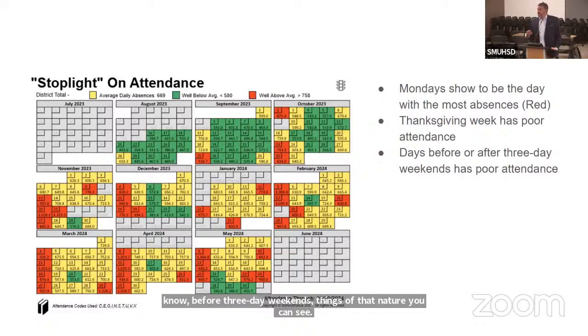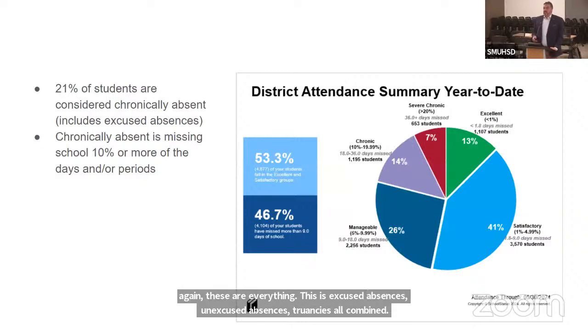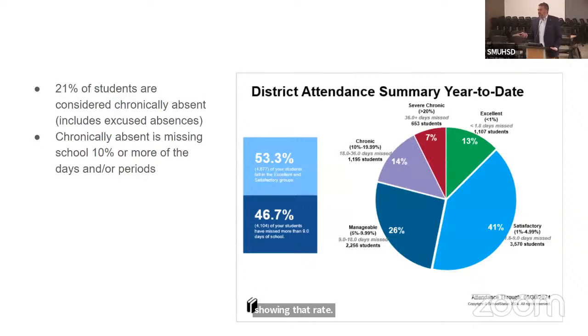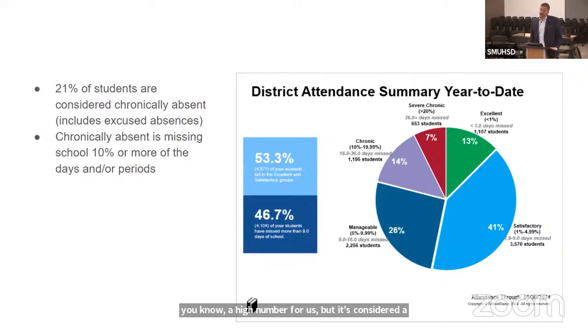And again, this is everything: excused absences, unexcused absences, truancies, all combined, showing that rate. So our students, 21%, are considered chronically absent. Again, this is a high number for us, but it's considered a very low number compared to the rest of the state. But just talking about ourselves, seeing the chronic number at 14%, and our excellent number, meaning missing less than 1% of the days in a school year, which means you're only missing about 1 day out of 180, means 13%. So that's pretty close to equal there. So both, 67% of our students fall into the manageable or satisfactory.